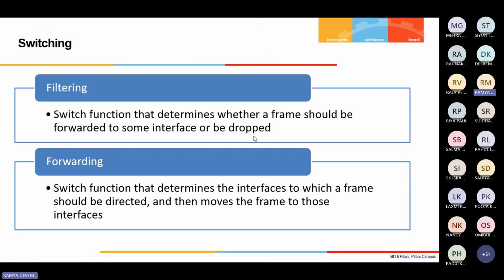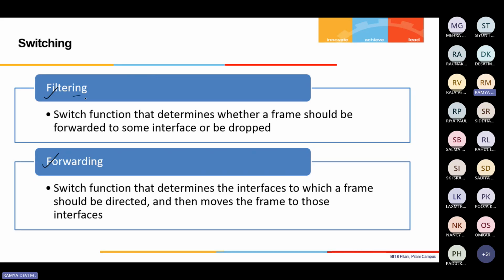So now we'll see switching, and the difference between filtering and forwarding. What is switching? Switching is a function of a network switch, or even a router. It is how the data frames are processed and transferred across the network. That is the purpose of switching.